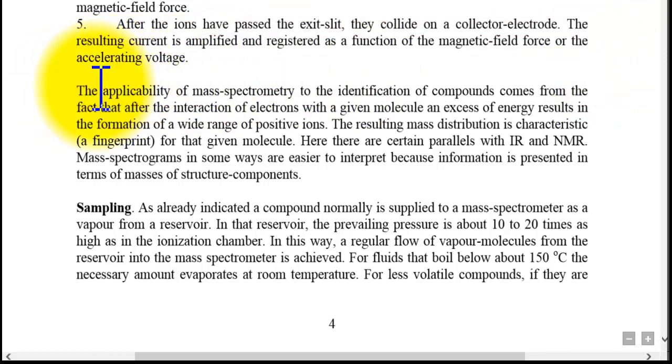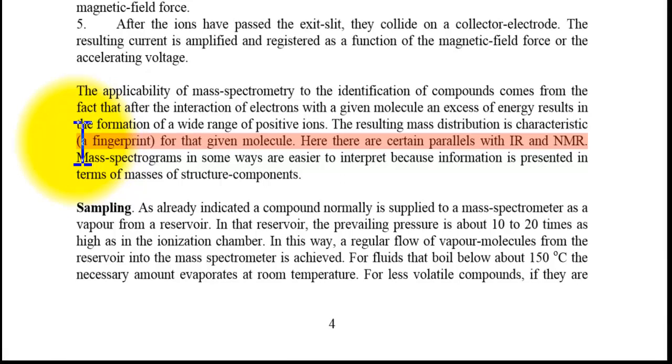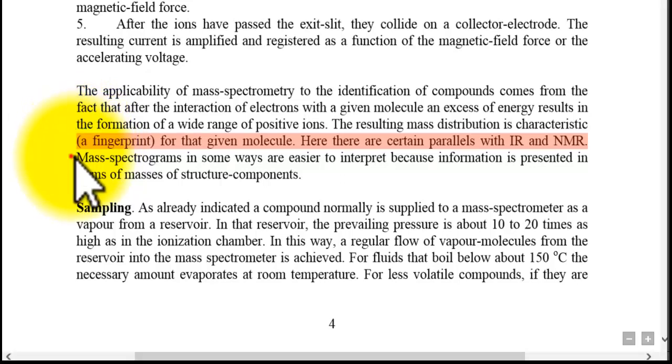The applicability of mass spectrometry to the identification of compounds comes from the fact that the interaction of electrons with a given molecule and an excess of energy result in the formation of a wide range of positive ions. The resulting mass distribution is a characteristic fingerprint for that given molecule. Here are certain parallels with IR and NMR. Mass spectrograms in some ways are easier to interpret because the information is presented in terms of the mass of structural components.